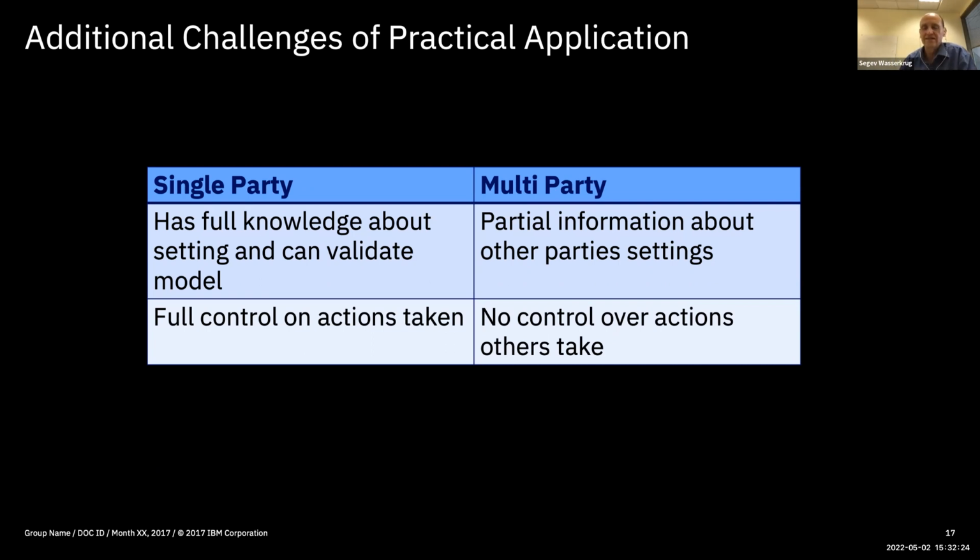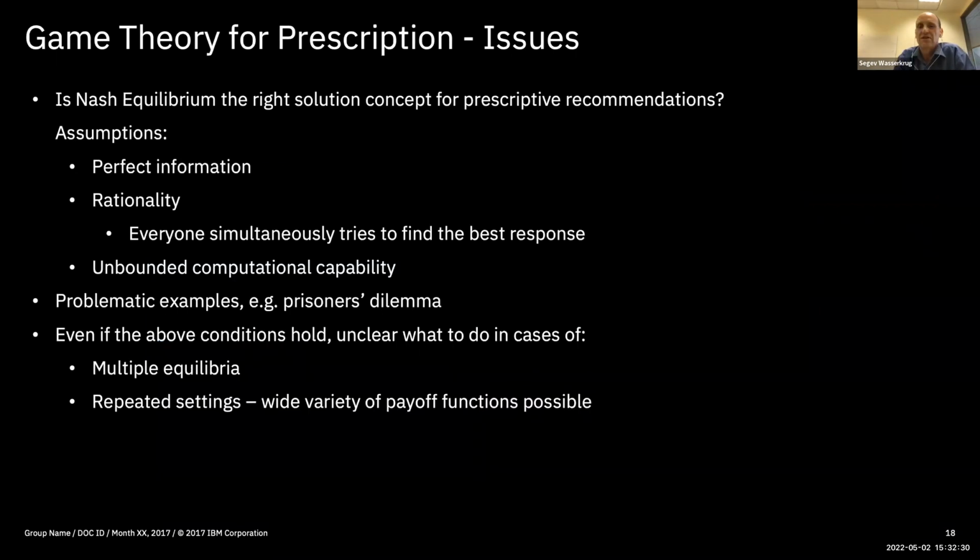And this is where the issues come in when trying to use game theory for prescription. So, starting from very basic questions like: is Nash equilibrium even the right solution concept for making prescriptive recommendations? Look at the assumptions. It assumes perfect information. It assumes rationality, that everyone simultaneously tries to find the best response. And it assumes unbounded computational capability. Remember, I often can't even calculate the optimal action for a single party.